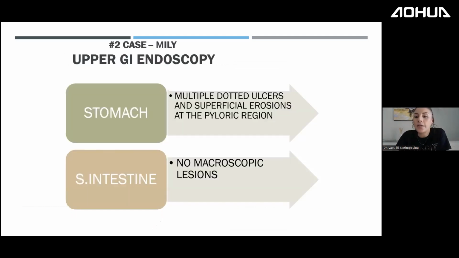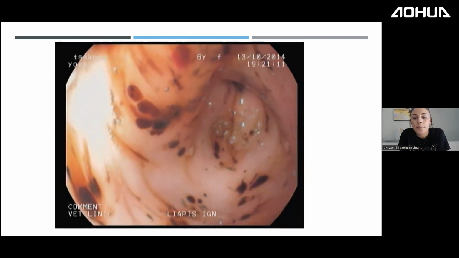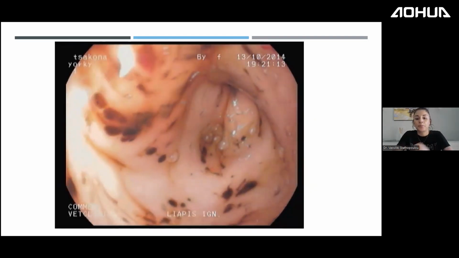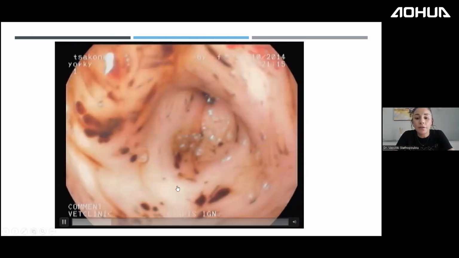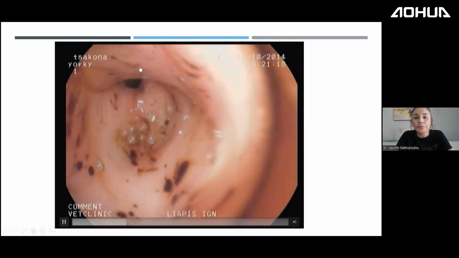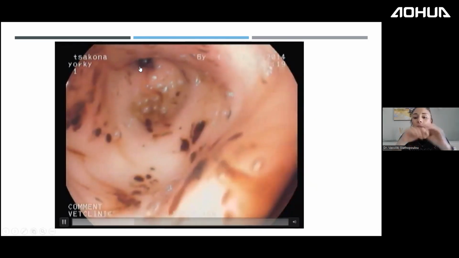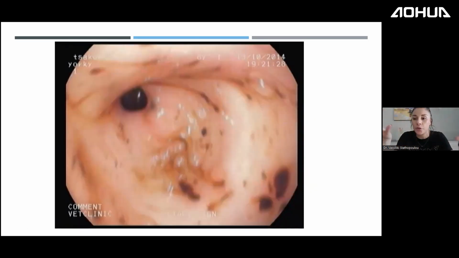And the stomach, as you will see, had multiple dotted ulcers at the pyloric region, and the small intestine, no macroscopic lesions. And this was the gastroscopy. You might see that we have ulcers in the antrum. This is the pylorus here. So we had lesions in the antrum in different stages that were hemorrhaging.